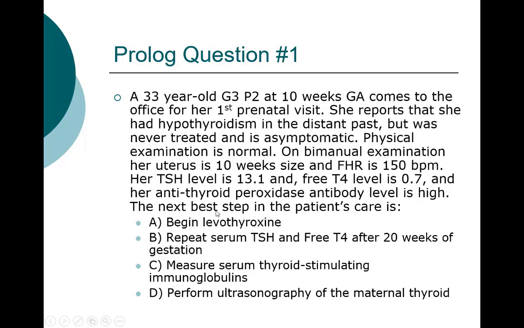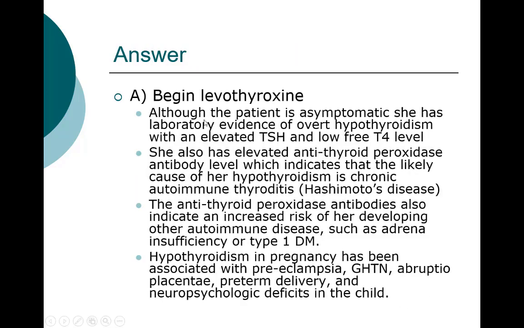What is the best next step in the patient's care? A, begin levothyroxine; B, repeat the serum TSH and free T4 after 20 weeks of gestation; C, measure the serum thyroid stimulating immunoglobulins; D, perform ultrasonography of the maternal thyroid. The answer is A, begin levothyroxine.